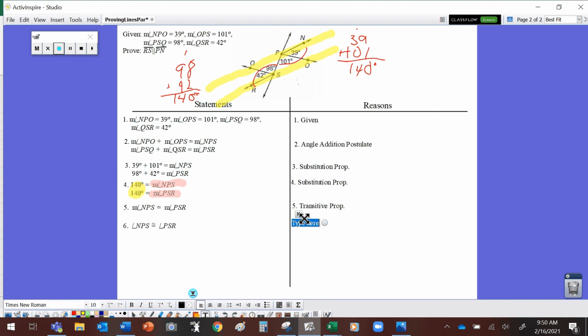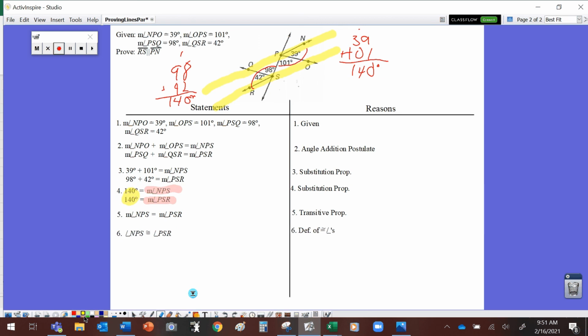Now, we need a property that says that if their measures are equal, that means those angles are congruent. Well, guys, that is the definition of congruent angles. And we can abbreviate, we can say def of congruent angles. And always just make sure that you're not listing it as equal. There's a difference between equals and congruent. So make sure you put that little squiggly on top of the equal sign and turn it into a congruent statement.